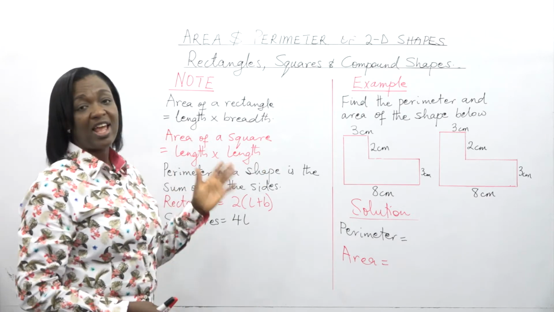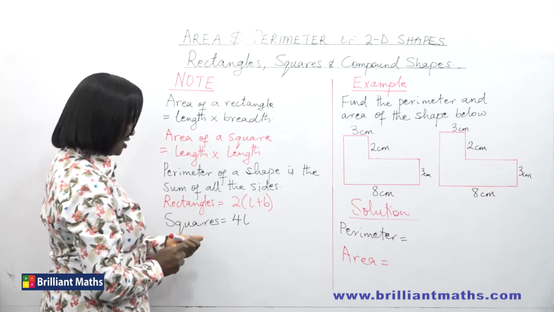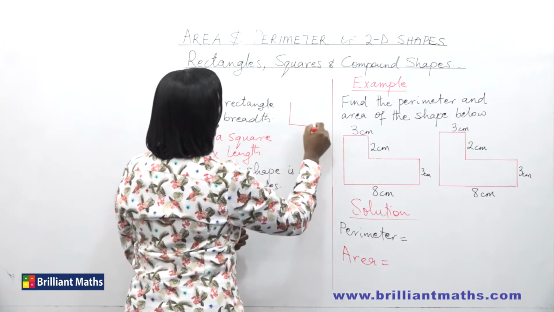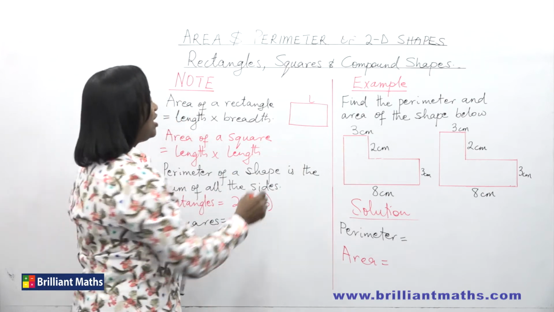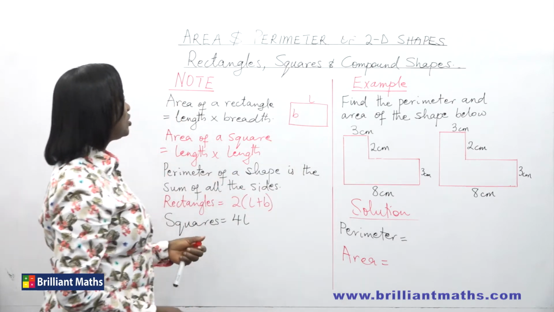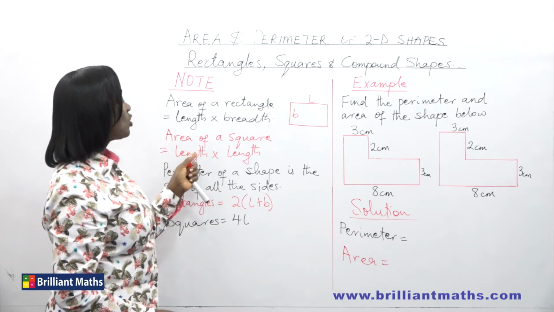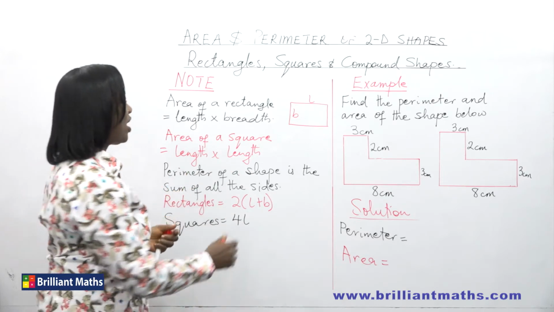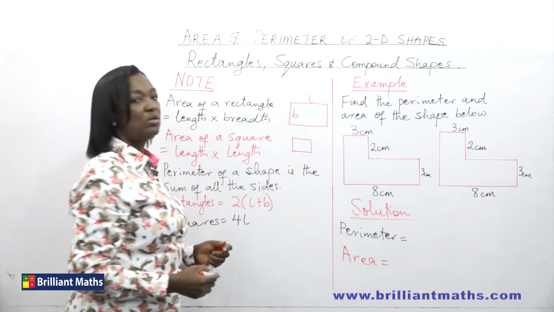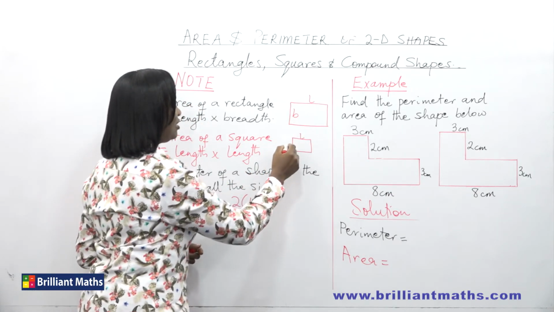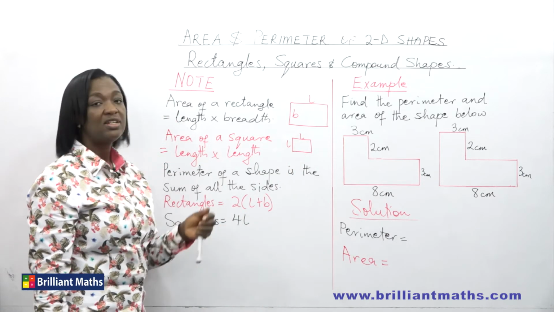The area of a rectangle is the length times the breadth. We all know what a rectangle looks like. That's a sketch of a rectangle. The longer side is the length, and the shorter side is the breadth. So length times breadth will give you the area of a rectangle. A square is a kind of rectangle, but in a square, all the sides are equal. So it's the same length times length for a square, since the sides are equal. The area is length times length.